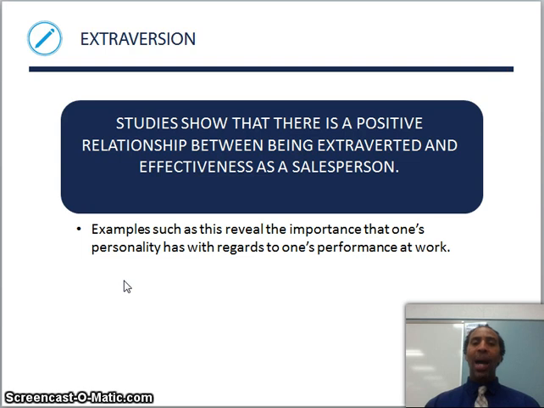Studies show that there is a positive relationship between being extroverted and effectiveness as a salesperson. Well, of course, nobody's going to buy anything from you if you don't know how to talk to people or interact with anyone. Examples such as this reveal the importance that one's personality has with regards to one's work performance, depending upon what your position is. If you're an introverted person, you might be really good as an auditor.